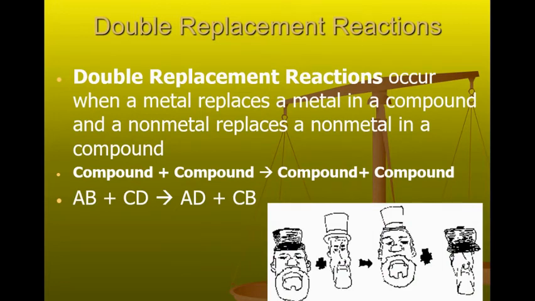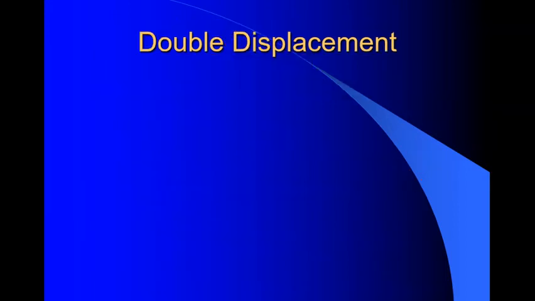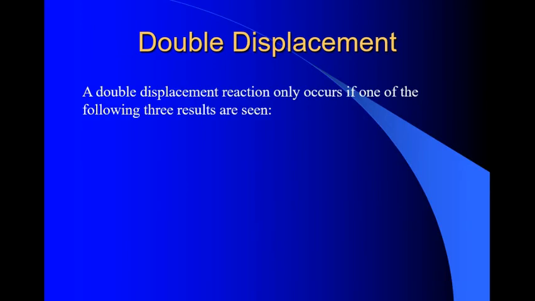Now we have a couple different kinds of double displacement reaction. You might want to write this down. One of them is when you put together two compounds that are both aqueous, meaning they're both dissolved in water, and you get a precipitate formed.